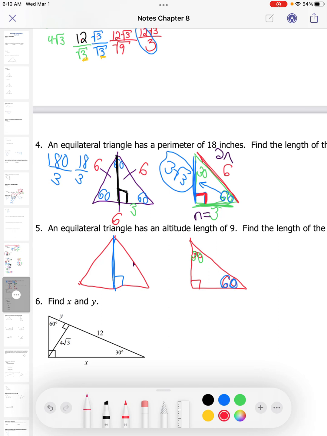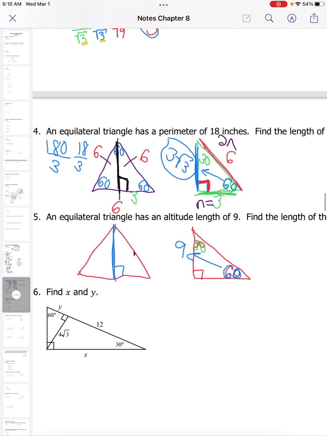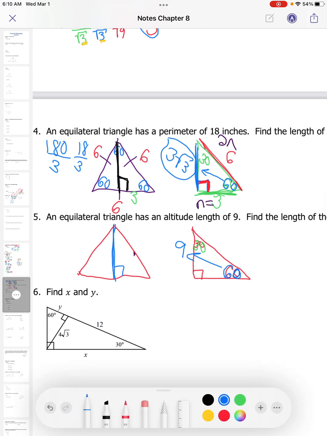So, if I have an altitude of 9, I have the one across from the 60. Do I see a root 3 happening? I don't see it. So what does that mean? That means the other two have to. So let's find the short leg. Okay, so I'm going to do 9 divided by root 3. Now remember, I have to get rid of the radical in the denominator. I can't leave it like that.